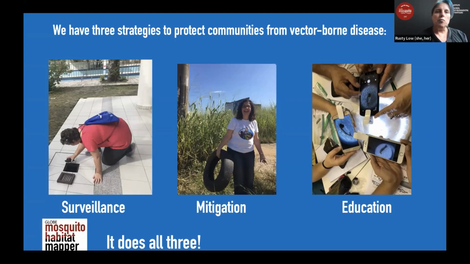And the thing that I want to say, if there's one take-home message from my little point here, is that there are 3 ways that communities can protect themselves from mosquito-borne disease. And that is by surveillance, finding those habitats where the young mosquitoes develop into adult mosquitoes and getting rid of them. The getting rid of part is called mitigation. You dump out the water, you pick up the trash, you cover the water containers. And the third part is education. And so the Mosquito Habitat Mapper really excels in all 3 of these. So this is why this app has become very useful and has actually been adopted by the President's Malaria Initiative in Africa.